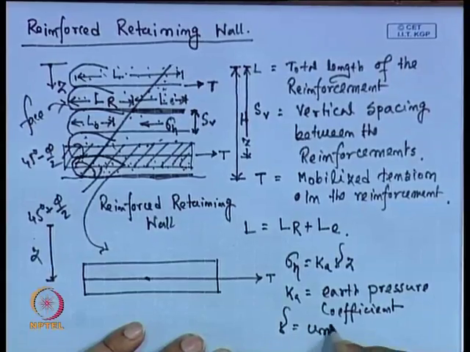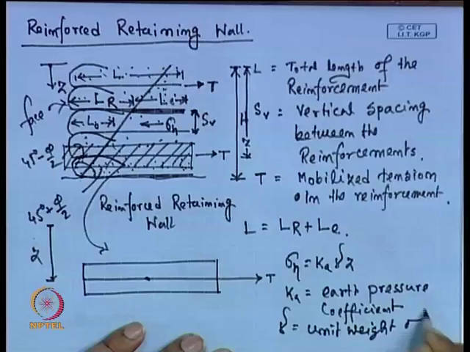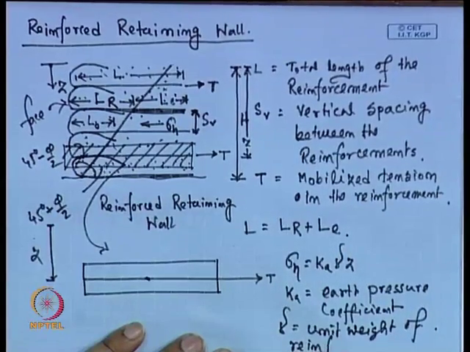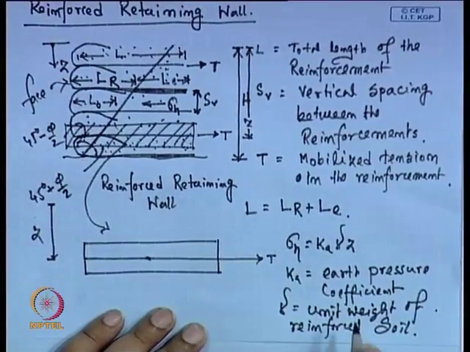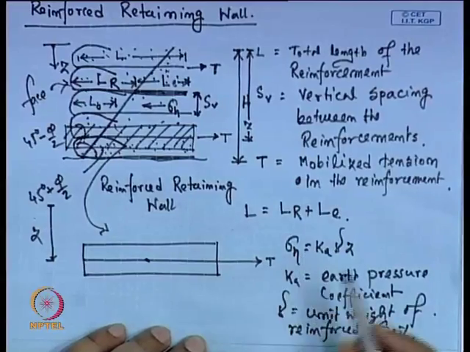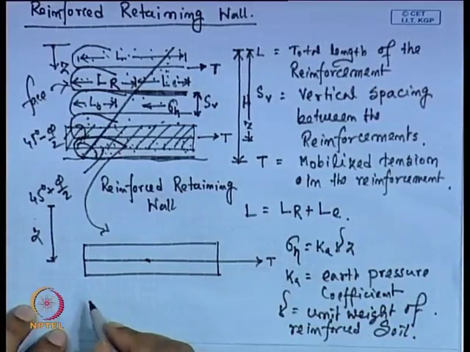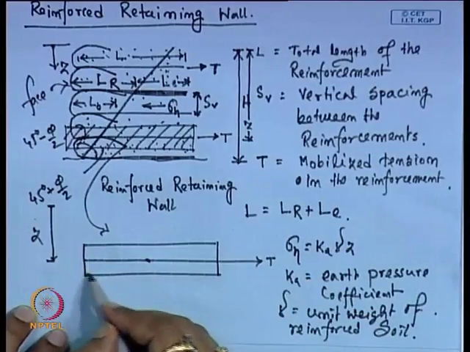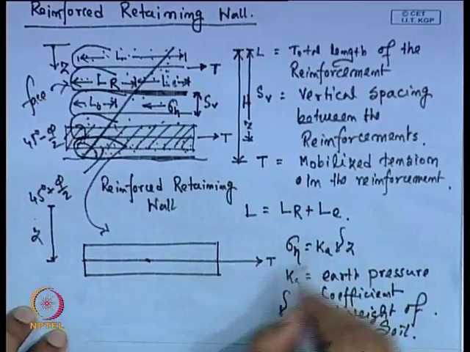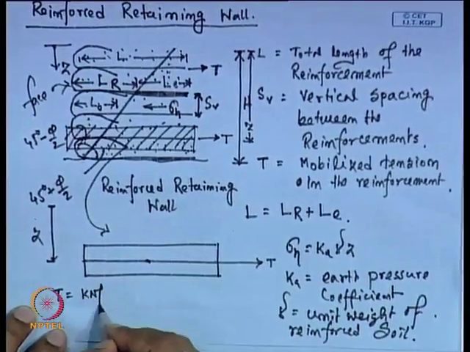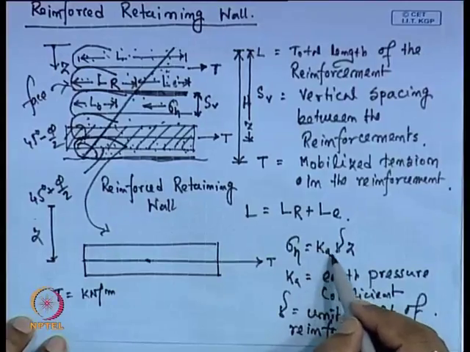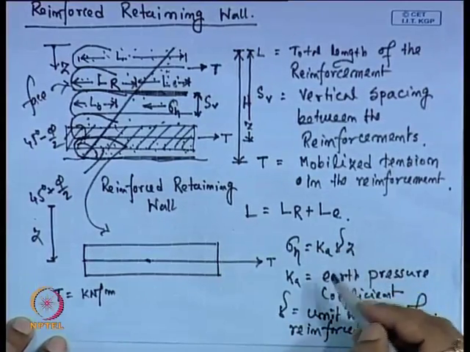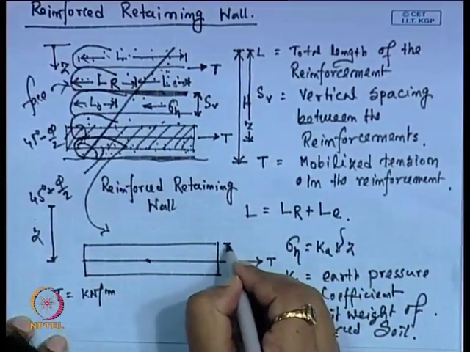Gamma is the unit weight of the reinforced soil and K_a is the earth pressure coefficient. Now, this sigma h is basically taken by this T tension force. The unit of T is kilonewton per meter, which is force per unit length, while the unit of sigma h is kilonewton per meter square, so you have to multiply it with some length, that is S_V.